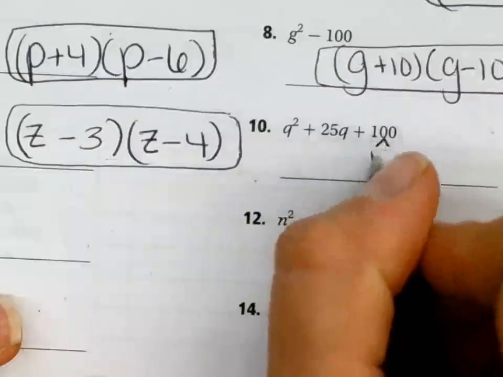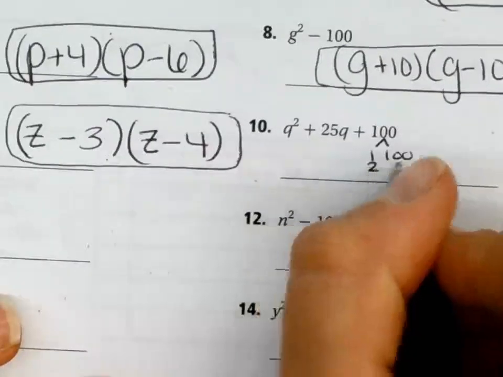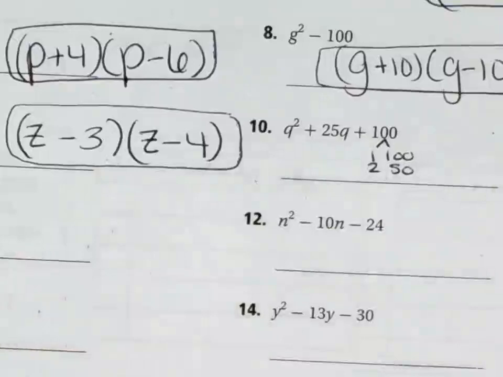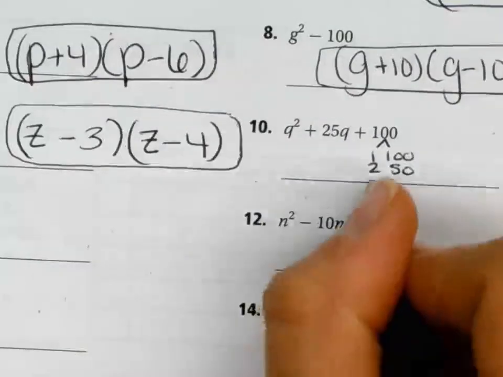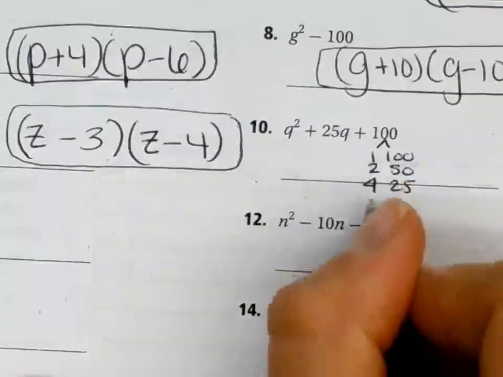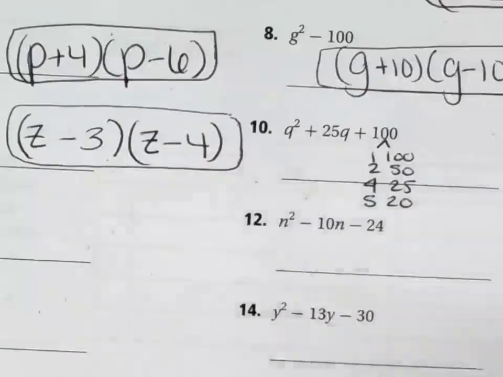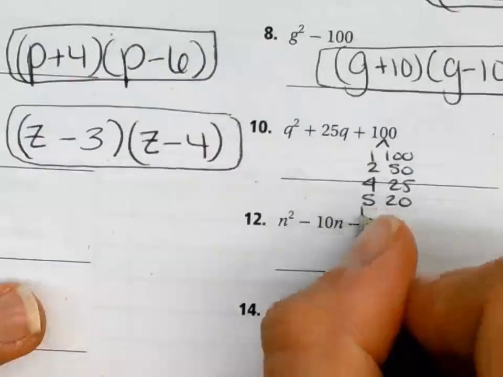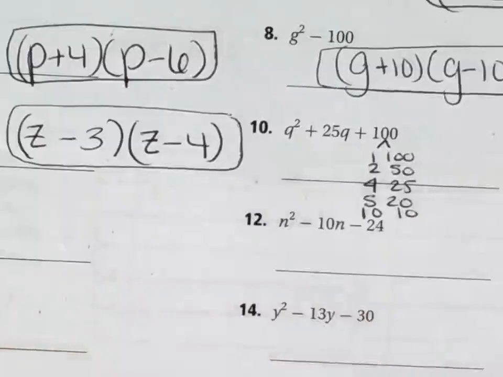1 and 100, 2 and 50. Does 3 go into 100? No. 4 and 25, 5 and 20, 6, no. 7, no. 8, no. 9, no. 10 times 10. And that's all the factors. What multiplies to 100 and adds to 25? 5 and 20.